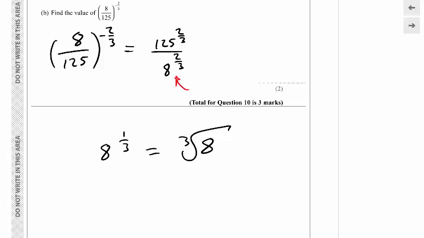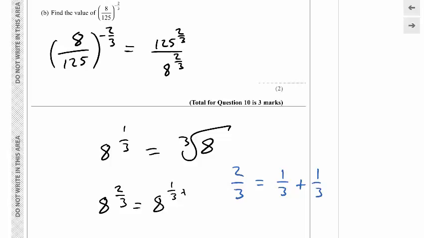Well, what does 2/3 actually mean? 2/3 is just equal to a third plus a third, right? So if I have 8 to the power of 2/3, then that's just equal to 8 to the power of a third plus a third, because that's how I make my 2/3.